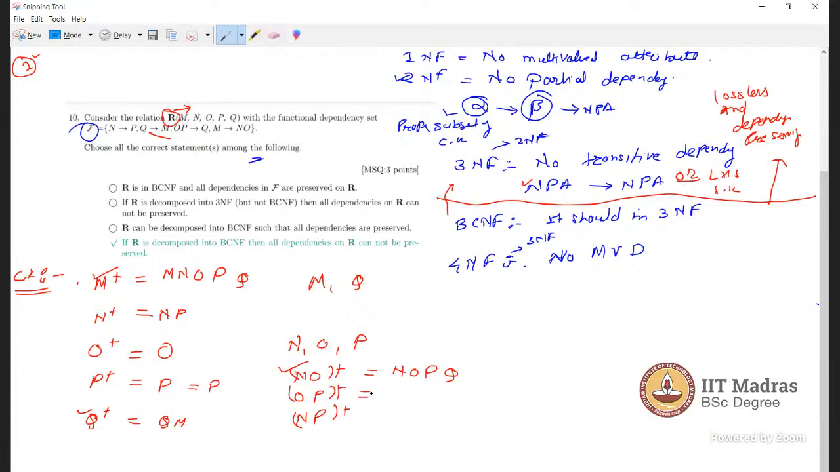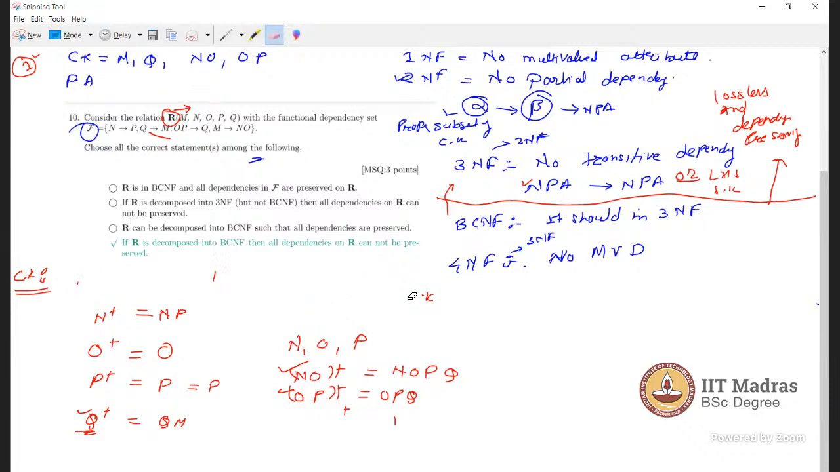Now check for OP. From OP, I get P, Q, and N. From NP, N implies P, so NP itself is redundant. So we have 4 candidate keys here, right? The candidate keys are, I'm writing it over here, M, Q, NO, and OP. So what are the prime attributes here? Everything. All the attributes are prime attributes, right?